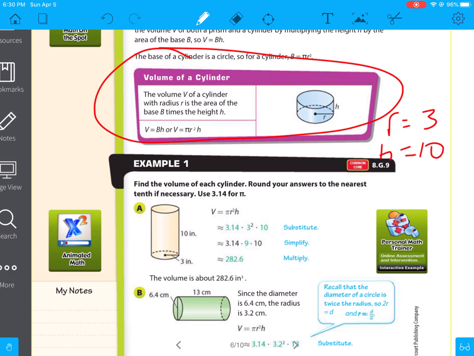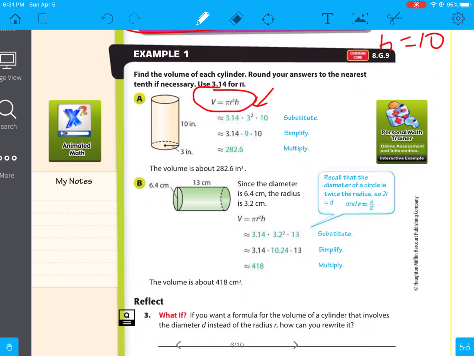So if the radius is 3, the height is 10, we're going to use our formula. Volume equals pi r squared times height. So pi is always going to be pi, so we're going to put in 3.14. Our radius is 3, so that's why it goes right there. So 3 squared, and then our height is 10. Make sure you square your 3 first. So you're going to get 3.14 times 9 times 10, or 3.14 times 90 is 286.